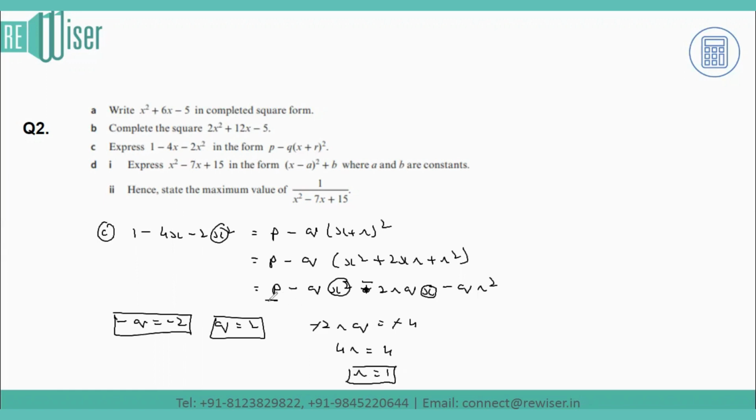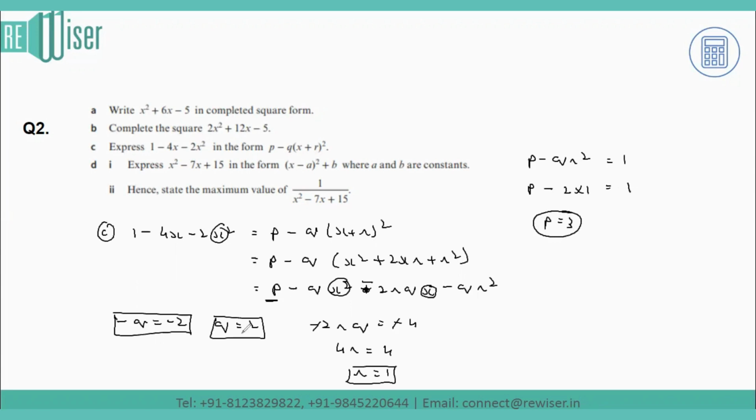Now if I compare the constant part, which is p minus qr squared, that should be equal to plus 1. So we don't know the value of p, but the value of q is known to us, which is 2, and the value of r squared is 1. So that is equal to 1. So the value of p that we got is 3.